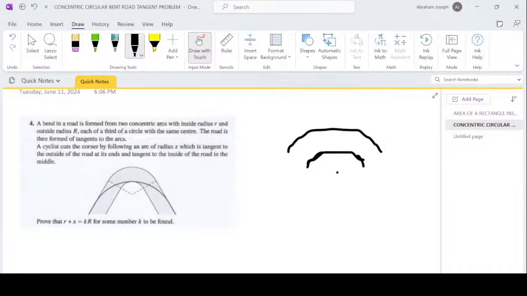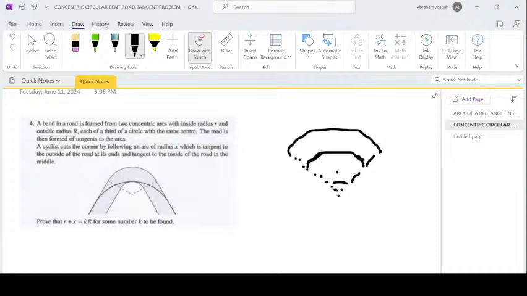Okay, so now let's illustrate that. As you can see in this diagram now, this hidden line here, so this angle here is 120 degrees.